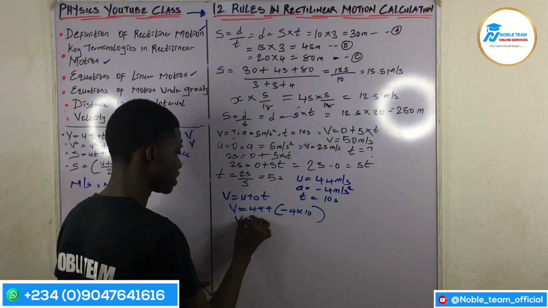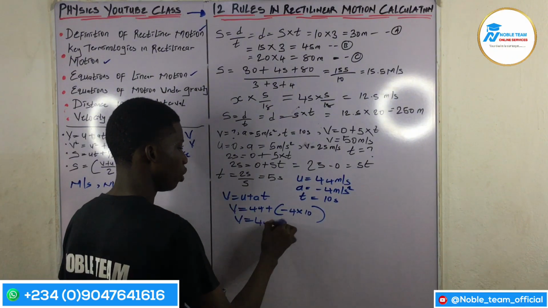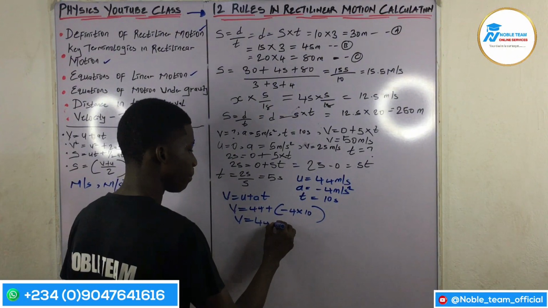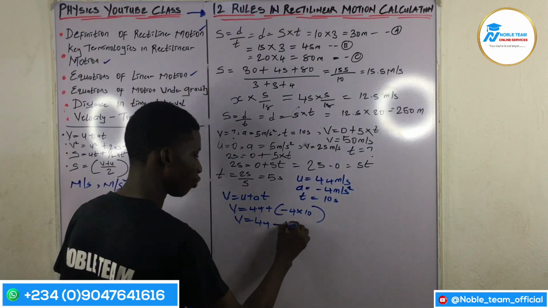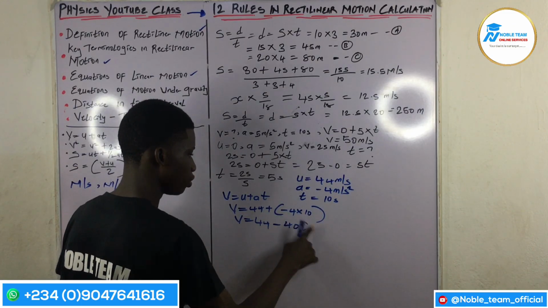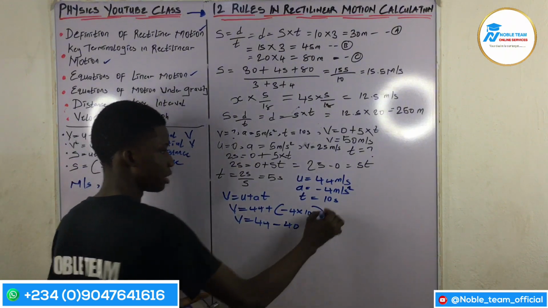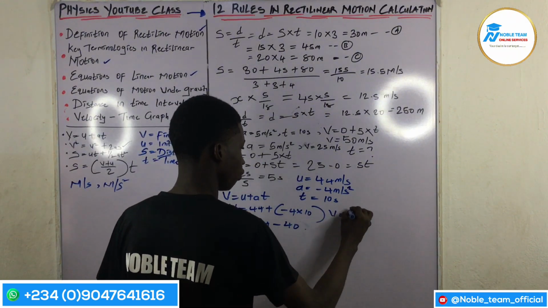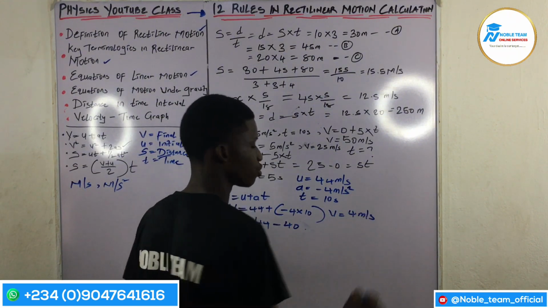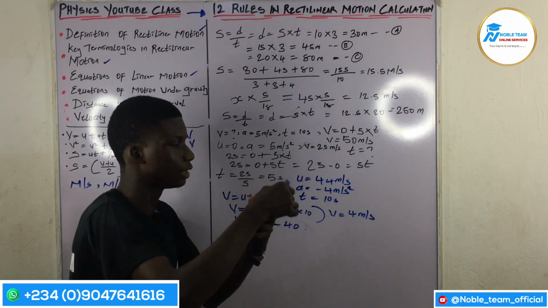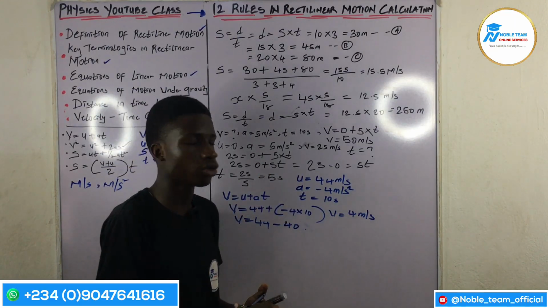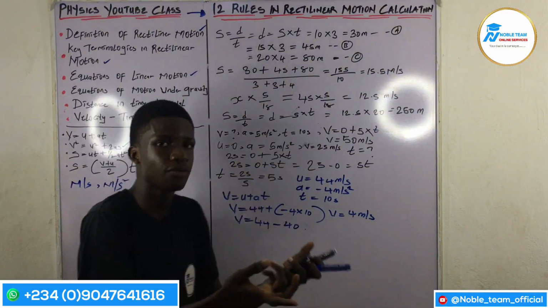Now, once you do this, v is equal to 44. Then plus times minus will give us minus. Then 4 times 10. 4 times 10 is what? 40. No need of putting this bracket. Then you subtract. Our v is now what? 4 meters per second. You are done. So the correct option to this question is option D. Now let's wipe up the board so you can have enough space to solve the remaining questions.